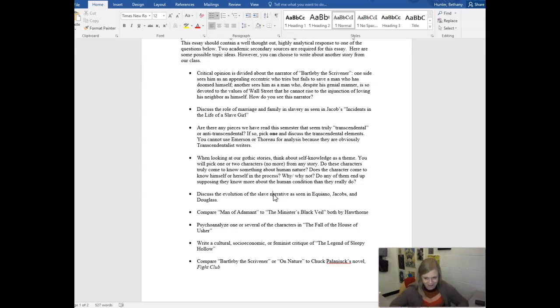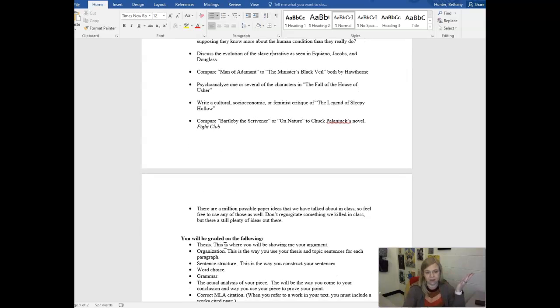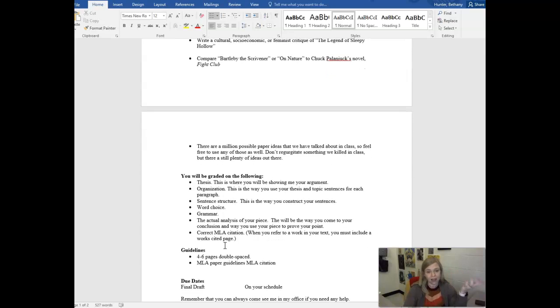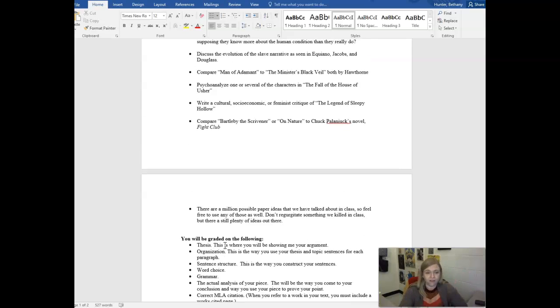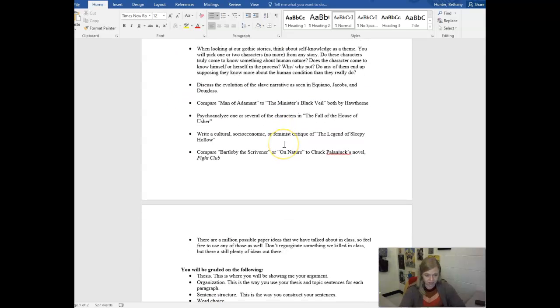Psychoanalyze one or several of the characters in Usher. Look at a cultural, socioeconomic, or feminist critique. There's a million ideas out there. If you have an idea that you like, please let me know. I don't care. I think that's a great idea. You don't have to stick yourself into these little boxes if it doesn't fit you. Please feel free to reach out to me if you have questions. Another thing that I do, if I don't have a good idea, I will Google stuff. I'm not saying you're going to get your answer there, but if you need help getting a question, absolutely.